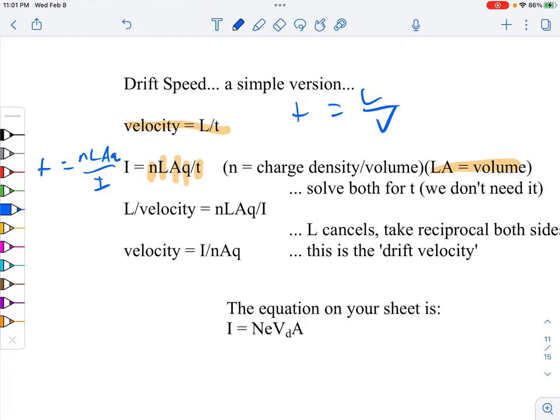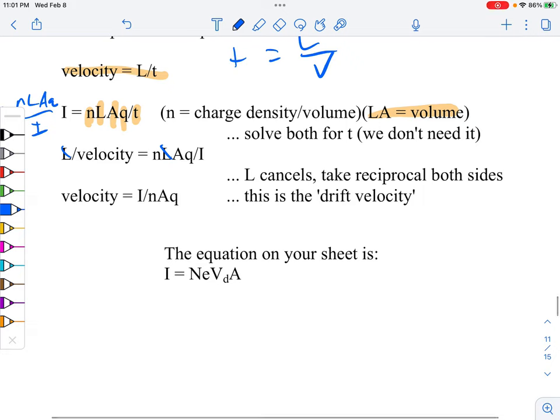All right, and we can cancel some stuff. What's left? We've got 1 over velocity, so flip it over on itself, and we wind up with this. The drift velocity of charges is equal to the current divided by the charge density per volume times the cross-sectional area times the charge. Ugh. It's actually kind of useful.